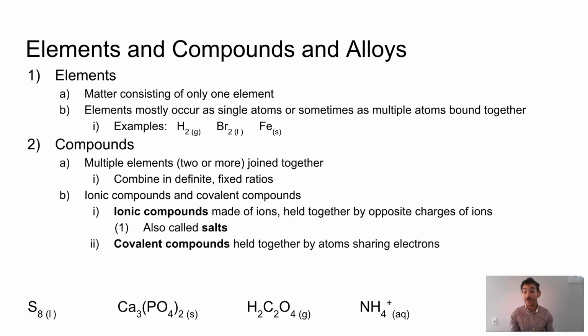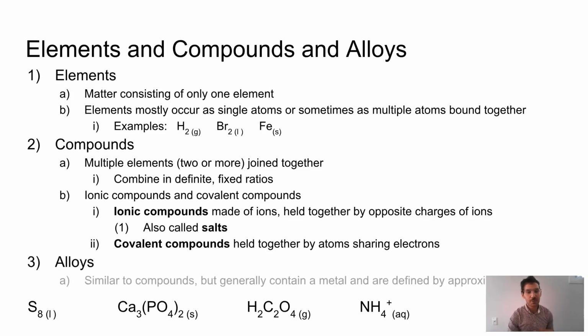So there are also covalent compounds, which are most of the things that I've shown down here. Covalent compounds are held together by atoms sharing electrons. As opposed to being held together like magnets, these atoms are sharing electrons so that they can become more stable, as it turns out.